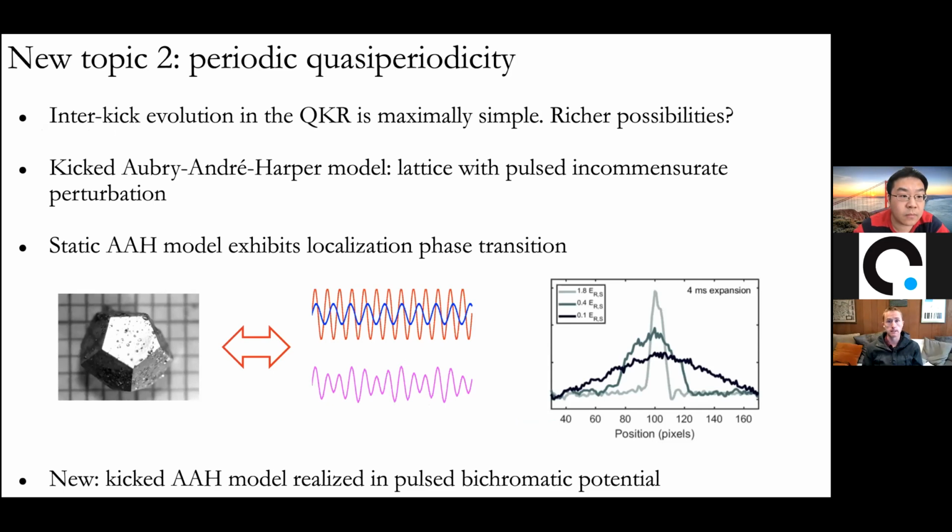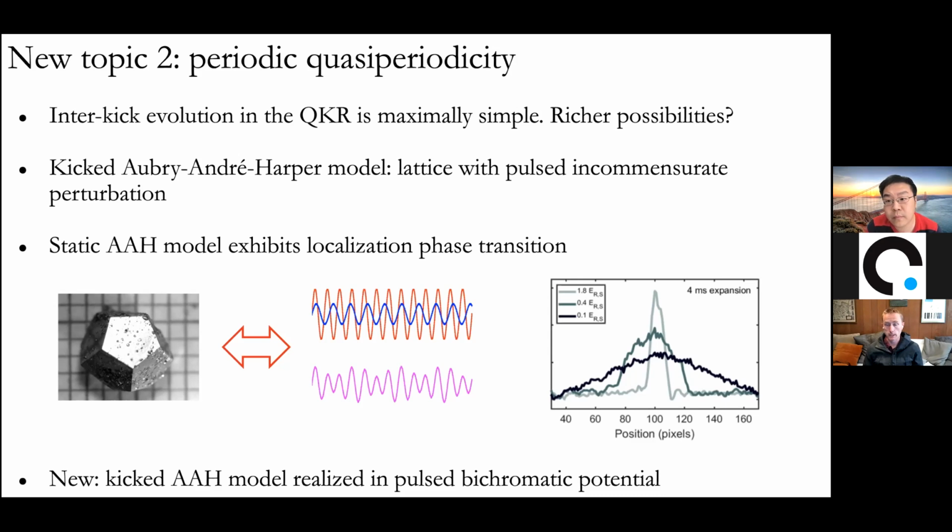The second one I'll talk about more briefly, which is periodic quasi-periodicity. So in the quantum kicked rotor experiments we discussed, it's kind of maximally simple. You kick with a lattice, and then when the lattice isn't on, the atoms are in free space. They have quadratic dispersion. It's all kind of maximally simple. So it makes you think whether there might be richer possibilities to study here in a similar kind of kicked matter context. And one possibility is the kicked version of the Aubry-Andre-Harper model.